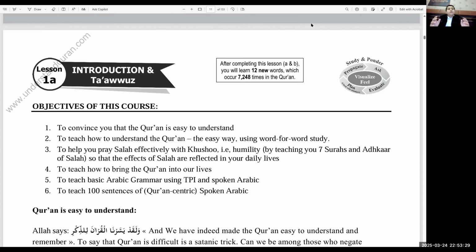To teach how to bring the Quran into our lives. To teach basic Arabic grammar using TPI and spoken Arabic. To teach 100 sentences of Quranic centric spoken Arabic.